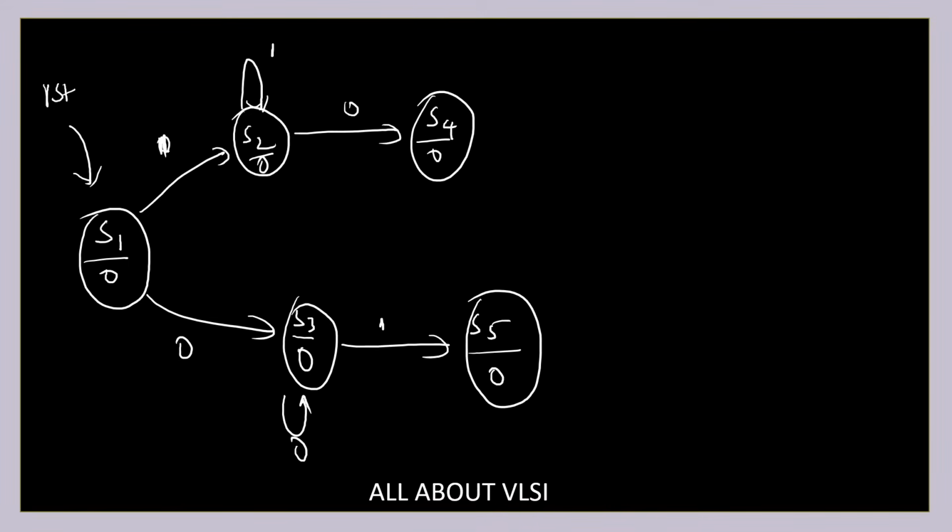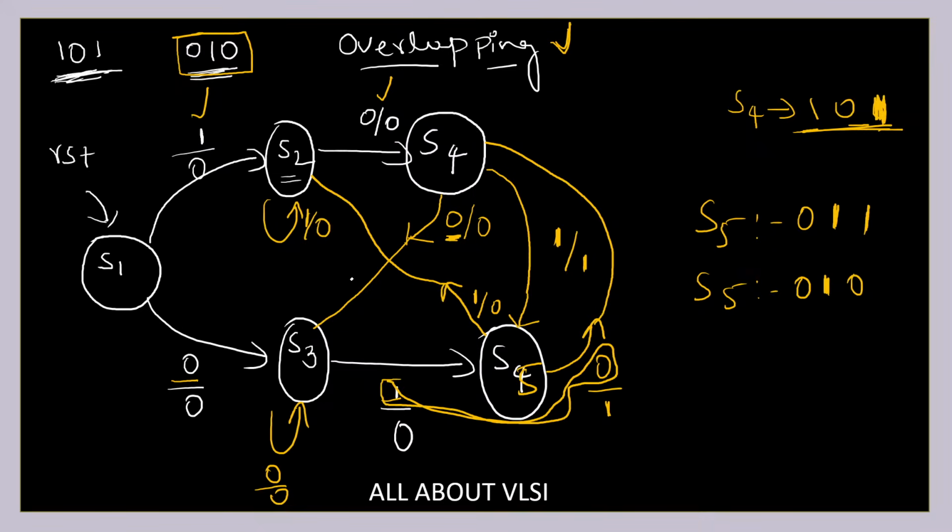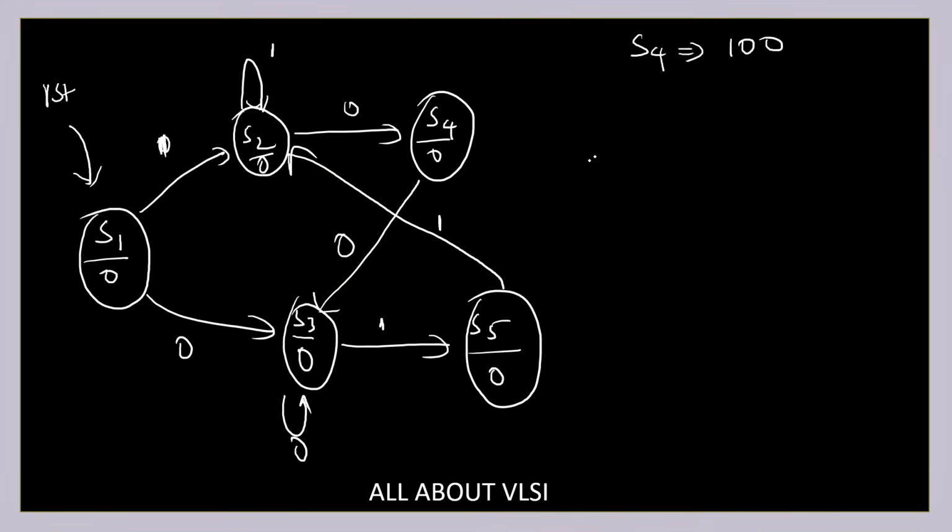Now tell me, 1, 0. I'm in my S4 state. And if I got 1, 0 followed by 0, I'm going to S3. That is common in Mealy and Moore, so I'm not focusing upon that. And if I got 1, I'm coming to S2. Up to here, Mealy and Moore both are the same. Now the things will get more interesting. So in S4 state, I have 1, 0. And if I get 1, where should I go?